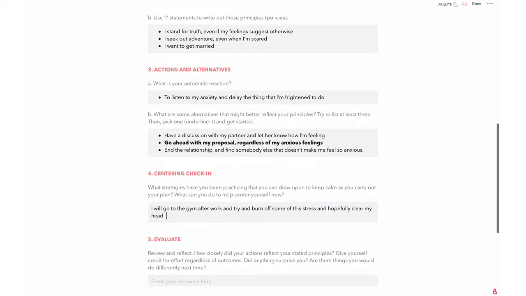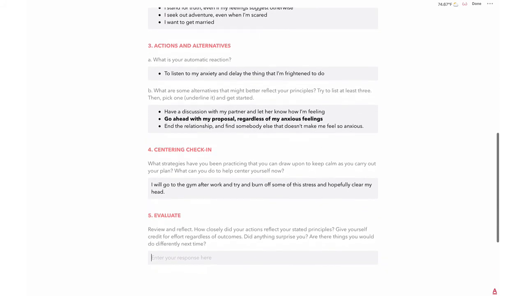Evaluate. Once you do the action step that you've committed to do, you come back to your SPACE sheet, grab a coffee, sit in a quiet place, and you answer some of these questions. How closely did your action reflect your stated principles? And the goal here is not to beat yourself up, but to give yourself some credit for going through with this process. Did anything surprise you? Are there things that you would do differently now that you have this information?